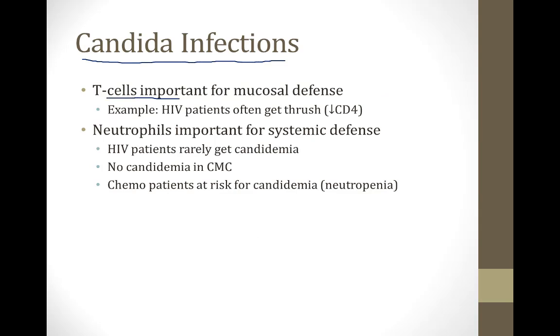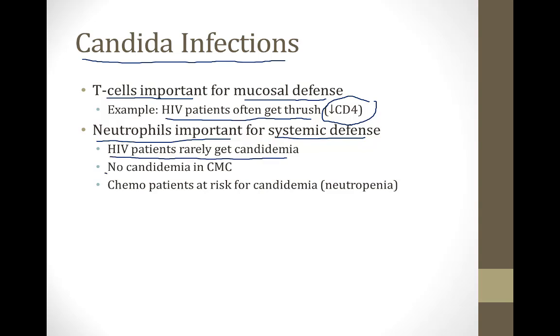The T cells are very important for mucosal defense against candida. As an example, HIV patients often get thrush. They also get candida esophagitis, and that's because they have dysfunctional T cells and low CD4 T cell counts. On the other hand, neutrophils are very important for systemic defense against candida, especially for defending the bloodstream from candida infection. And as evidence of this, HIV patients rarely get candidemia. They get mucosal infections but not bloodstream infections.